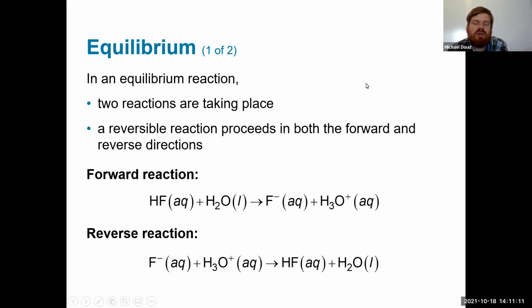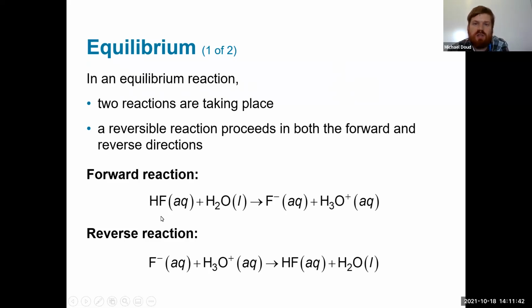Now one thing that we need to keep in mind is that there's a new kind of principle here. We've been talking about forward reactions and reverse reactions for a lot of these weak acids and weak bases, for example. And anytime you have a forward reaction and reverse reaction that can take place at the same time, you have a system that's at what's called equilibrium. So for an equilibrium reaction, two reactions actually take place at the same time. There's a reversible reaction that proceeds in the forward direction and in the reverse direction simultaneously.